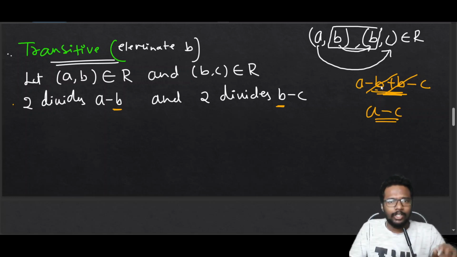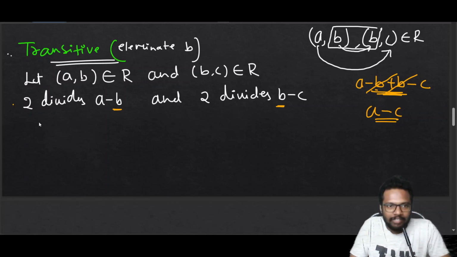So to get a relationship between a and c, we have to eliminate b. To eliminate b, we have to use an operation here, because one b has a minus sign and one b has a plus sign. If we add both, then minus b and plus b will cancel each other. So we have to add here. Sometimes we have to divide, sometimes we have to multiply, depending upon the question.